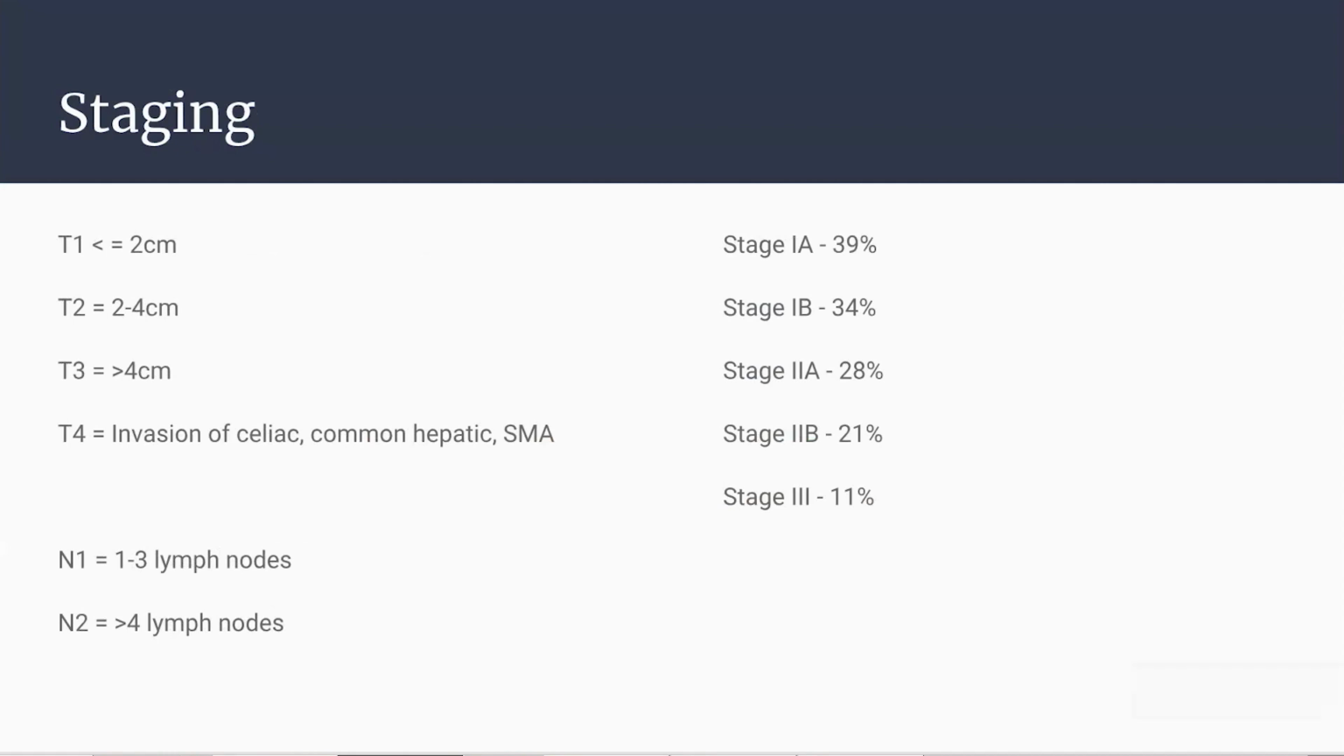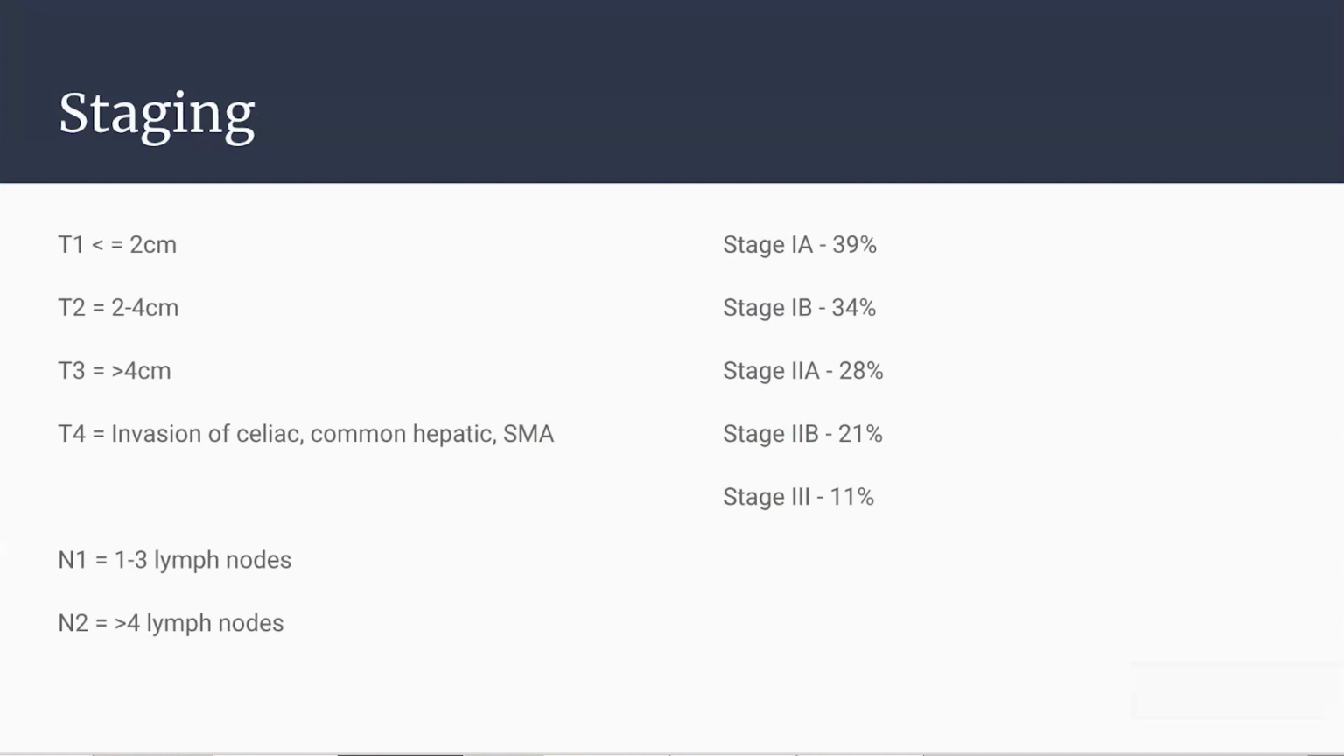So now we're going to talk about staging of pancreatic adenocarcinoma. For non-metastatic disease, this can only be done post-operatively to truly identify the size of the tumor as well as the lymph node status. T1 tumors are less than 2 centimeters in diameter. T2 tumors are between 2 and 4 centimeters in diameter. T3 tumors are larger than 4 centimeters in diameter. And T4 tumors involve the celiac axis, the SMA, or the common hepatic artery.